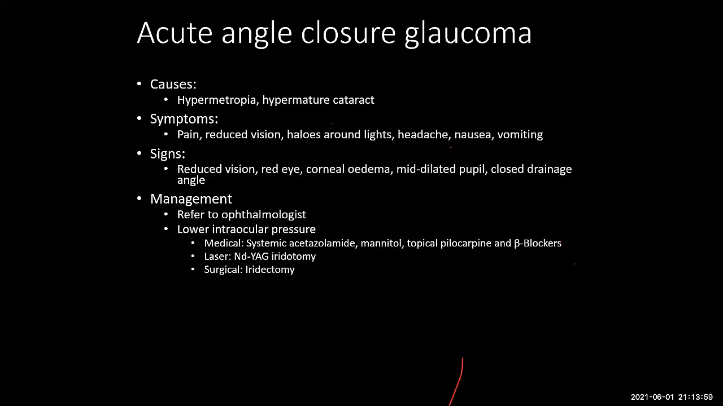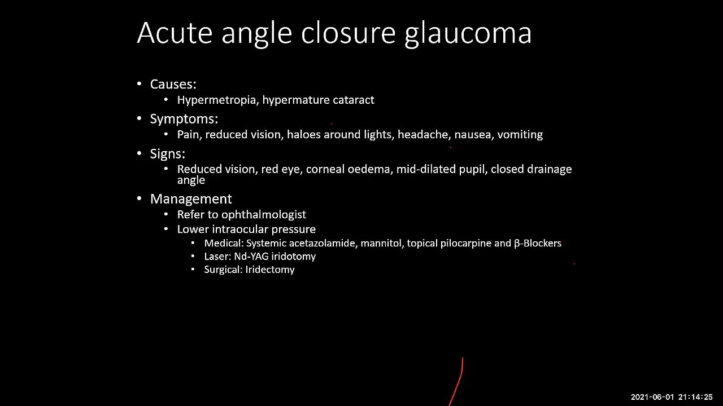Actually, the pathology is very, very complicated. Not only the anterior chamber anatomy or the hypermetropia, it is now known that the lens also plays an important part in the pathogenesis of angle closure glaucoma. So that is the etiology of angle closure glaucoma.